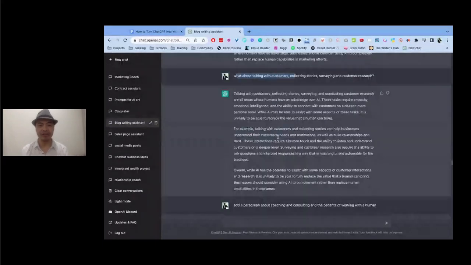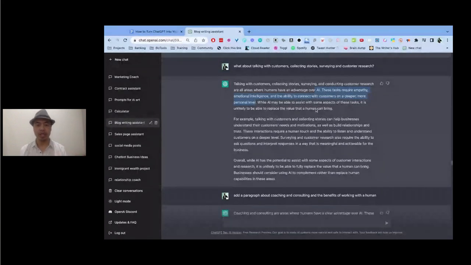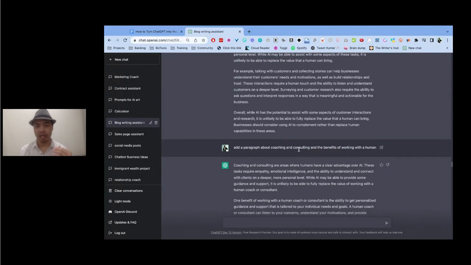And then it gave a nice explanation here on, talking with customers or doing these things are where humans have an advantage. That's because these tasks require empathy, emotional intelligence, and ability to connect with customers on a deeper, more personal level. How is that for a powerful statement, right? So that was awesome. Then I said, okay, well, there's another thing that humans can do that AI can't do, which is coaching and consulting. And let's talk about that.